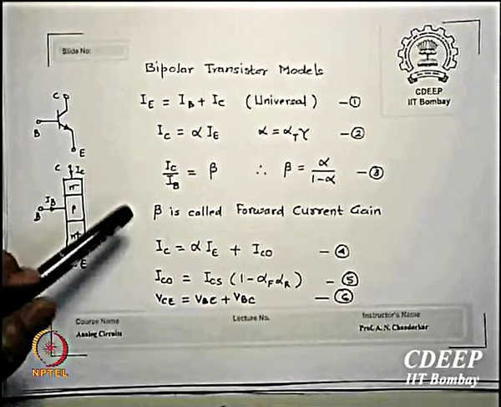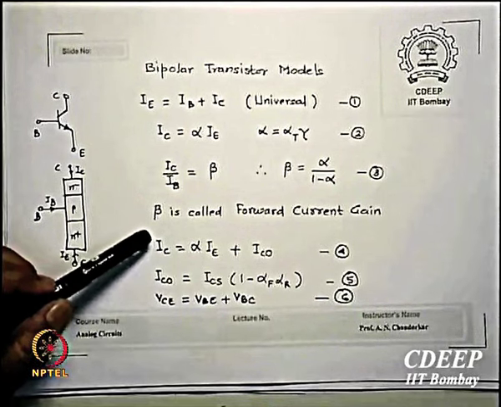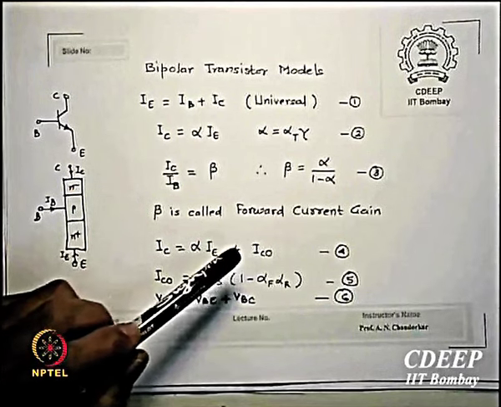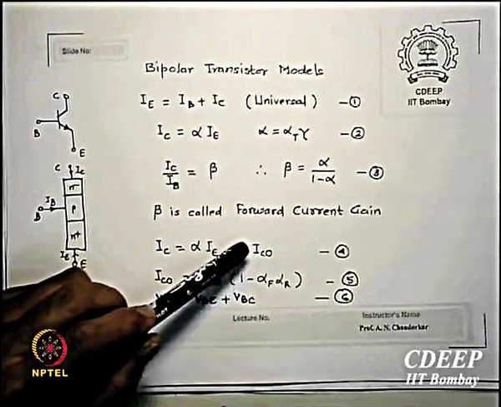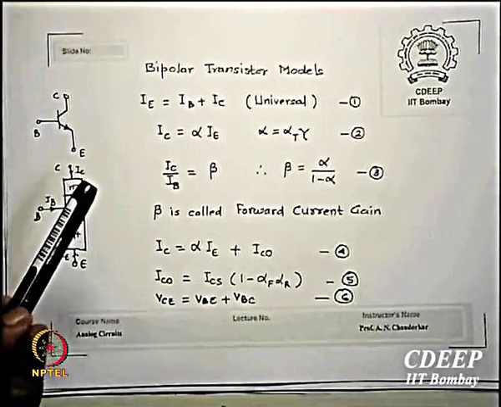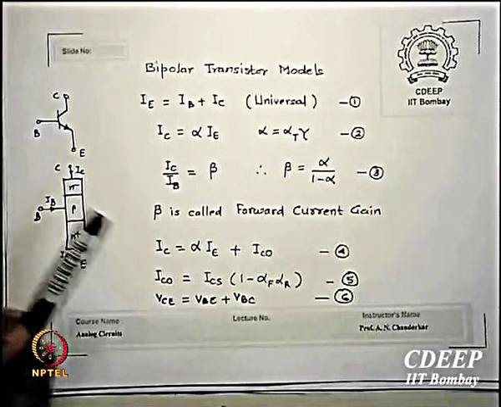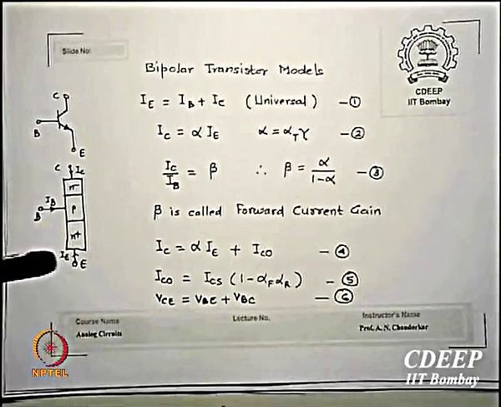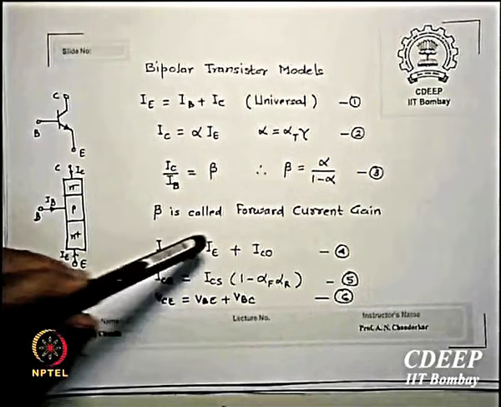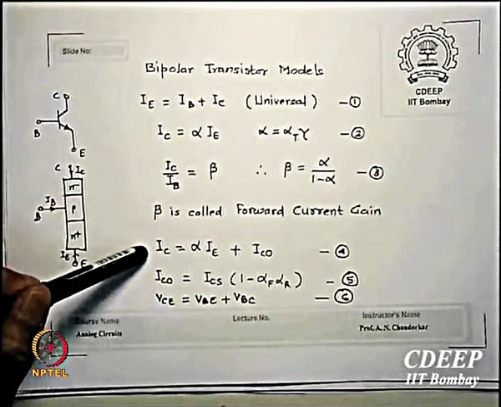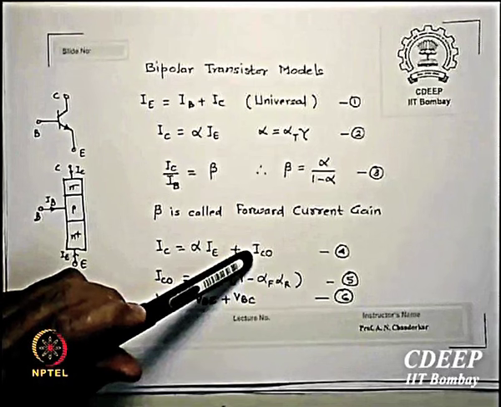If you want a little more accuracy, IC is not only alpha IE plus some collector leakage current, called ICO. When the emitter is open, whatever collector current you get through the collector-base junction is called ICO. Okay, please read devices. If some of you have not understood, come to me separately and I will explain devices in much more detail if you wish. Right now, assume this is what I can use in most circuits, but if I want a little more accuracy, I may add a term ICO to that.